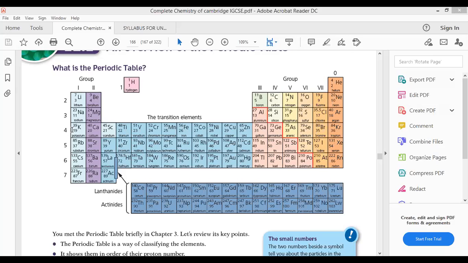How many periods are in the periodic table? 7. Excellent. These are the periods. See, this is the first one, where hydrogen and helium are present. These two are in period 1. Then you start from here: 2, 3, 4, 5, 6 and 7. So the total is 7. How many? 7. How will we study them? In rows, from left to right. From left to right. How many in total? 7.